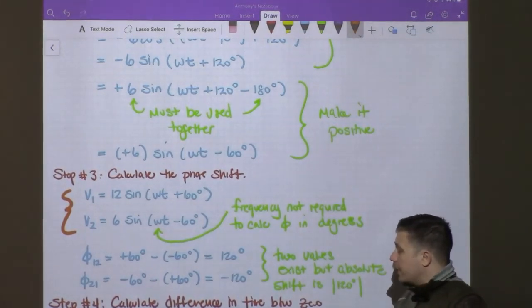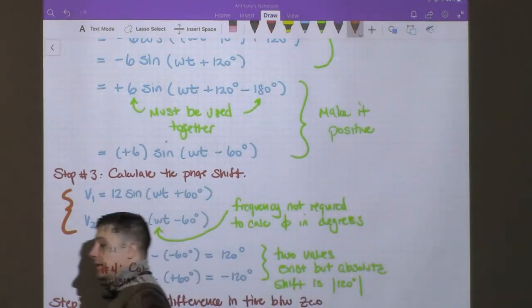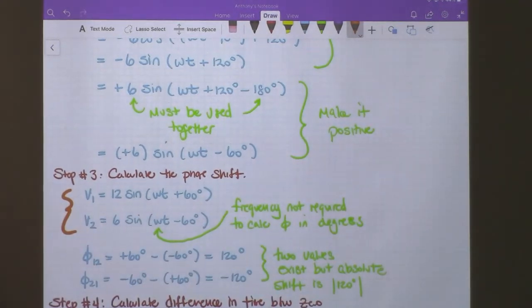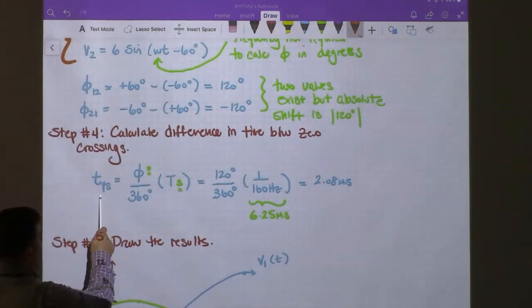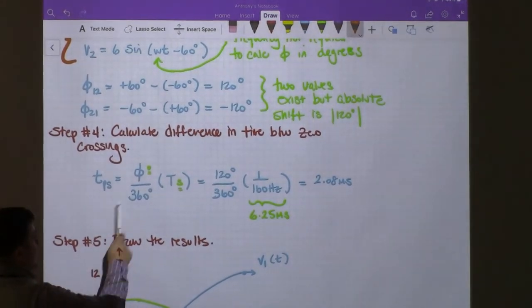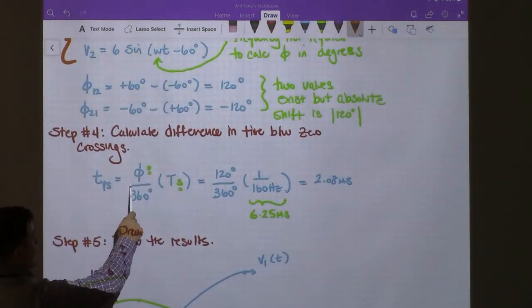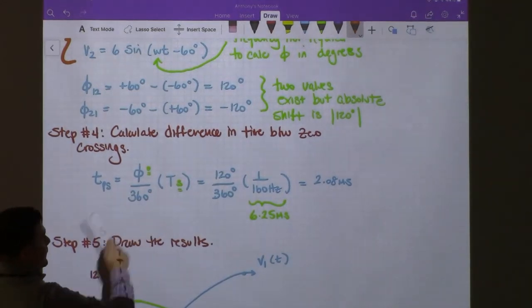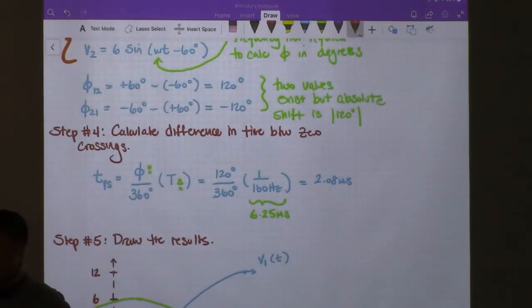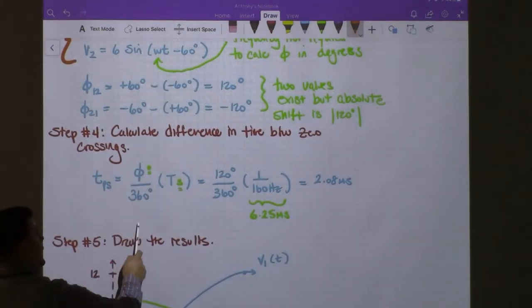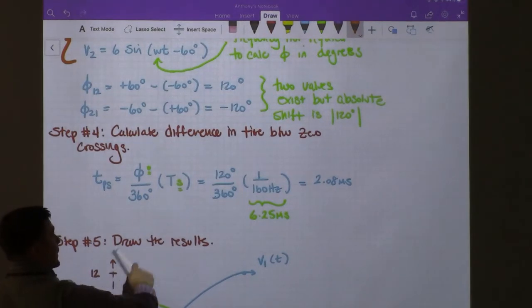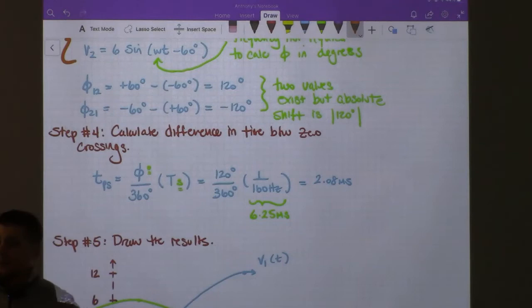Now, if we want to calculate the difference in time between the zero crossings, the time between the zero crossings is equal to the phase shift over 360 degrees times the period. Why does that make sense? We're trying to cancel out units. So this is in degrees, this is in degrees, this is in seconds. So degrees will go away, and we'll be left with something in seconds.